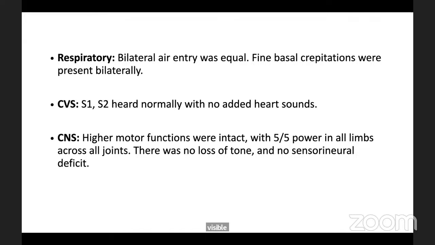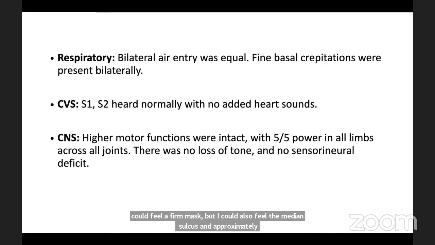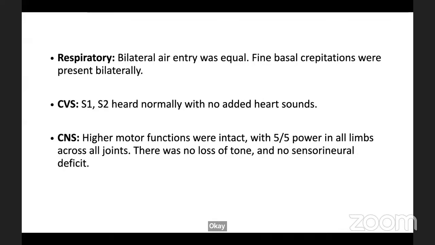You said the patient has prostatomegaly. Why? Sir, on digital rectal examination, I could feel a firm mass, but I could also feel the median sulcus and approximately two finger breadths. If you find a median sulcus, okay, what are the criteria that you have to call it prostatomegaly?